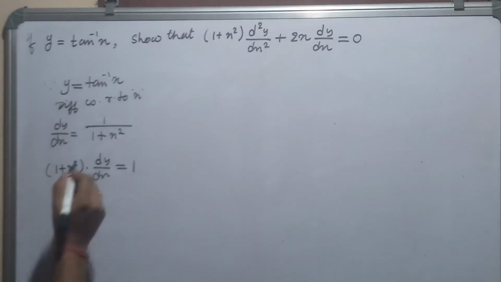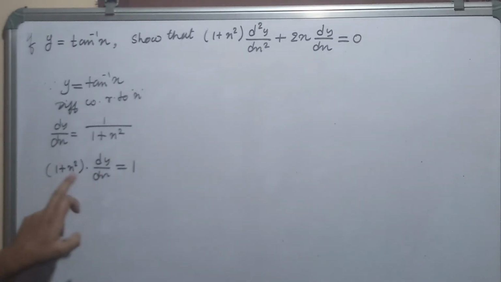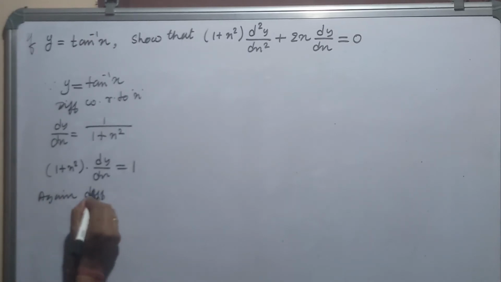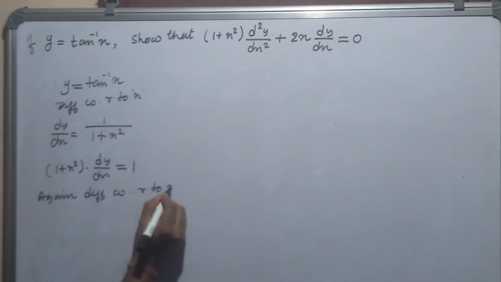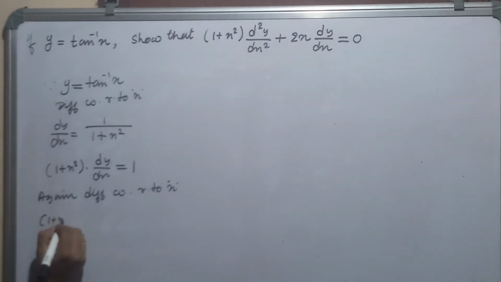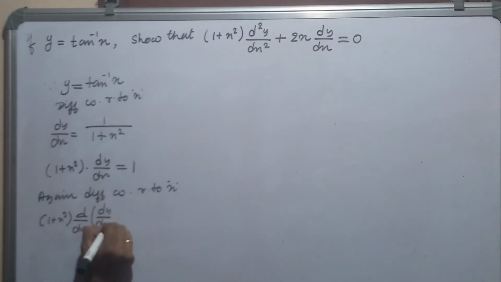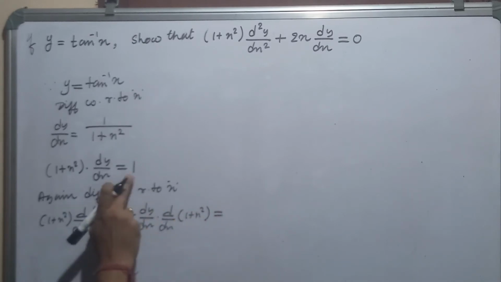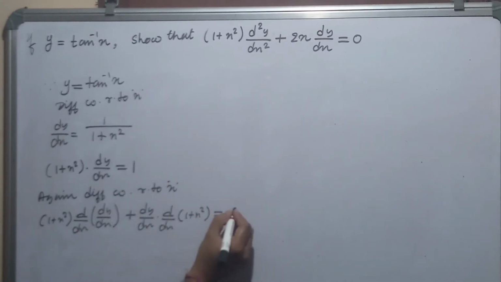Now then, I'll use the product formula, u into v form. 1 plus x square is considered as u and dy by dx is considered as v. Now differentiating again with respect to x. Now it is u d/dx of v plus v d/dx of u, 1 plus x square equals to, now the derivative of the right hand side, it is constant and that equals 0.